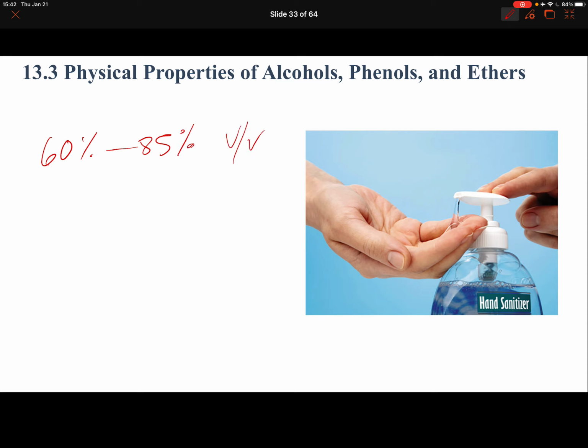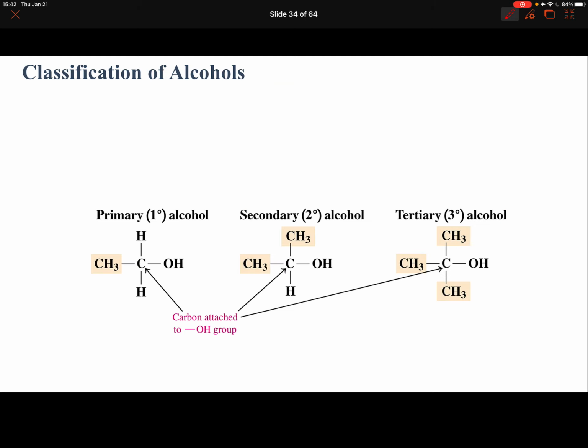That means 60% of it is ethanol and the rest is water. You have to mix it with water because alcohols are flammable. Okay, so hand sanitizers are actually a fire hazard in your home. And hand sanitizers that contain ethanol or propanol, they're used to kill bacteria on your hands, but they can light up, and so we have to cut them with water so that they're not as flammable. Luckily, they are soluble in water.